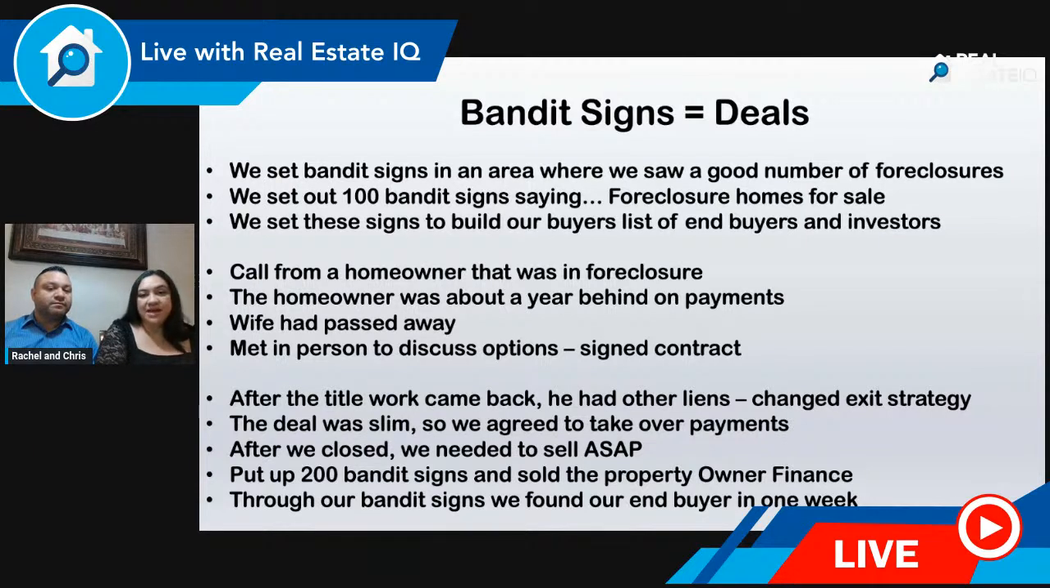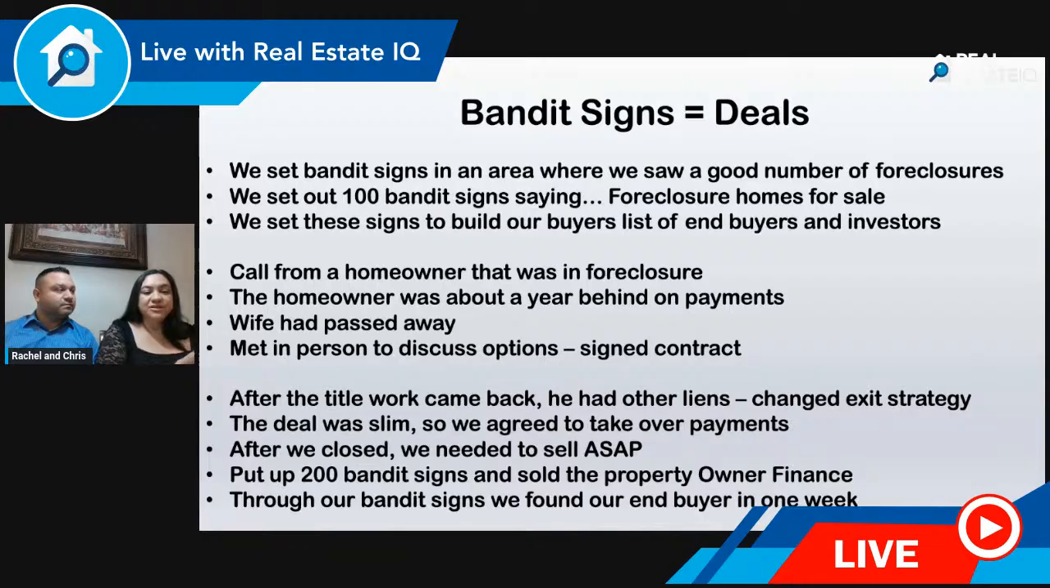We didn't put "we buy houses." We didn't do any of that. For this one, we put foreclosure homes for sale. So that's kind of what I said earlier. People get whatever message they want to get from this. So from this one, instead of thinking, oh, I want to buy a house, he thought, hey, they obviously are able to get houses from foreclosure.